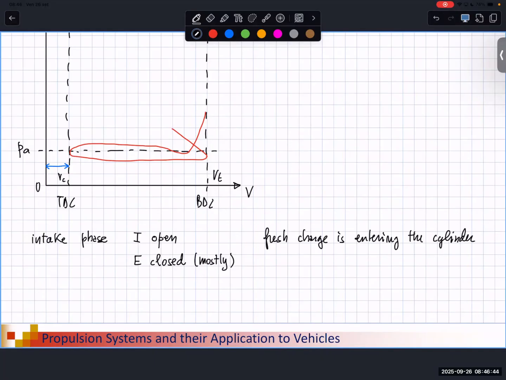The duration of the intake phase is longer than the corresponding stroke. The intake stroke is when the piston is going from top dead center to bottom dead center. But the actual phenomenological phase can last longer. So the intake phase is longer than the corresponding stroke.